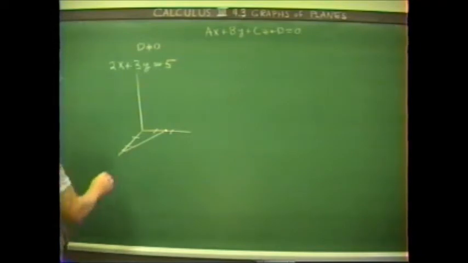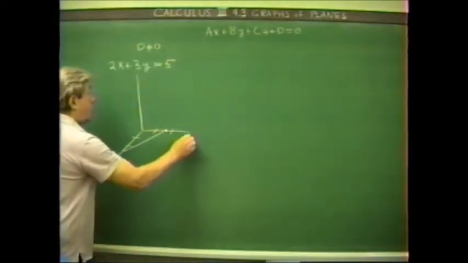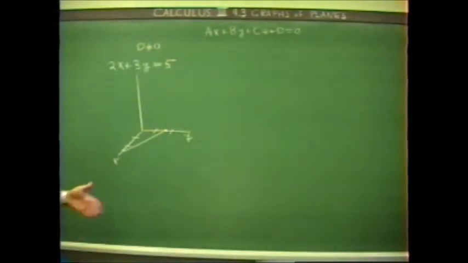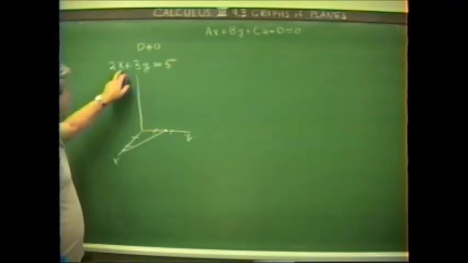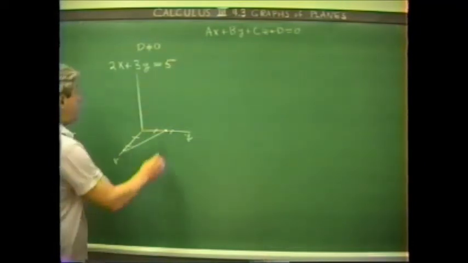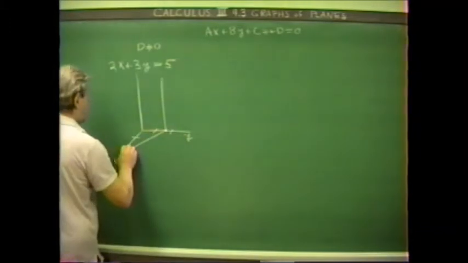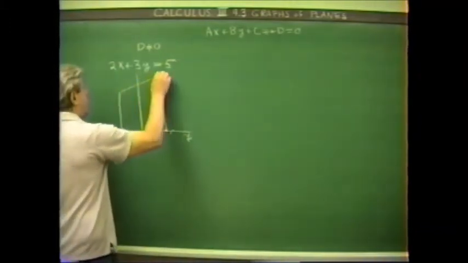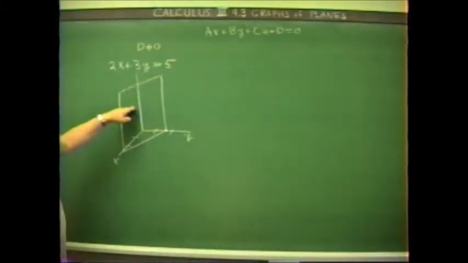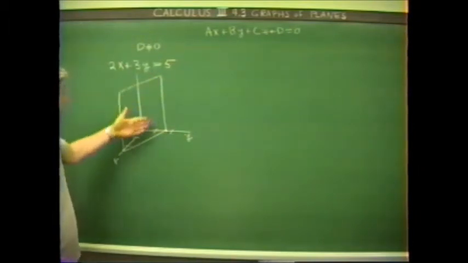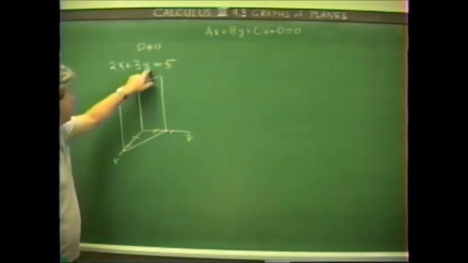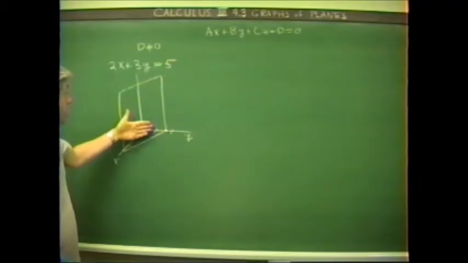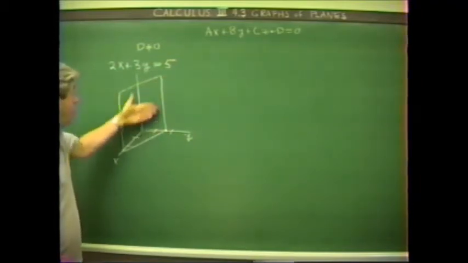That's the trace in the xy plane. Now, any value z that satisfies 2x plus 3y equals 5 will be on this graph. So consequently, we can draw this plane in this direction like so. This rectangle will belong to the plane. Every point that satisfies 2x plus 3y equals 5 is on the plane, and the z value above that can be anything.